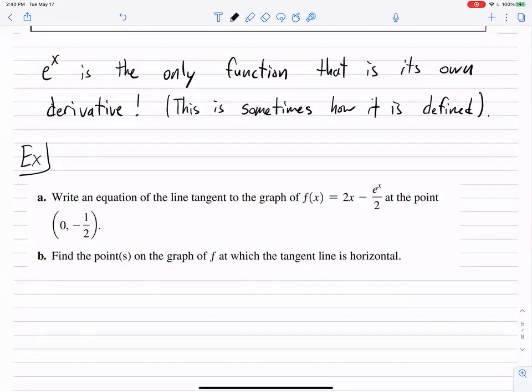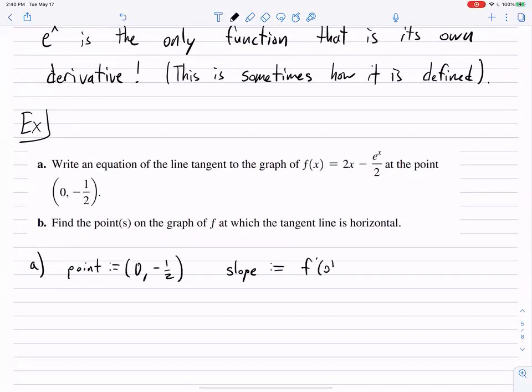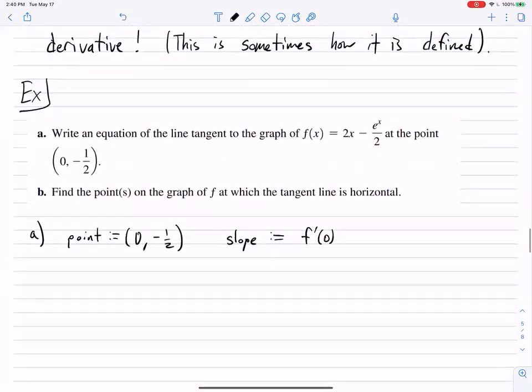So let's do part A first. So part A, we have our point. So our point is 0, negative 1/2. And so that's our point. And our slope is f prime of 0, because that's the a value that we're doing it at. And so let's find f prime of x. So if f of x, I have the ability to copy this. Let me just copy that. Make it a little bigger.